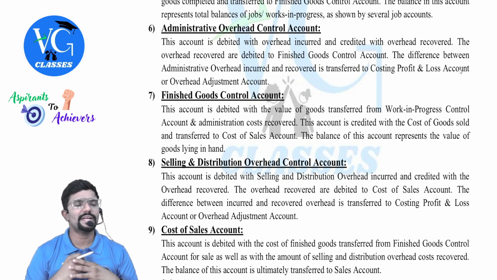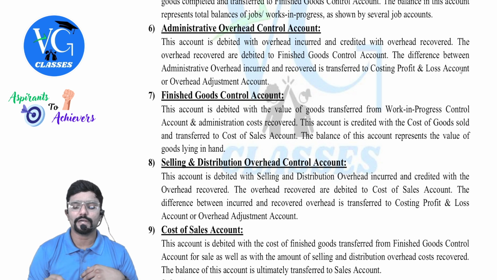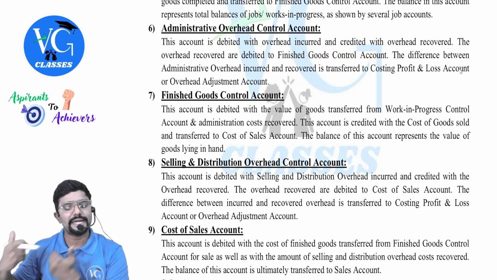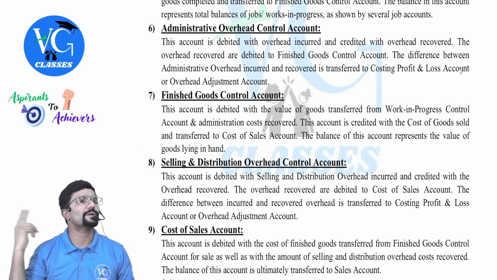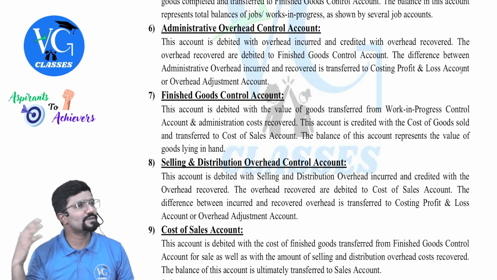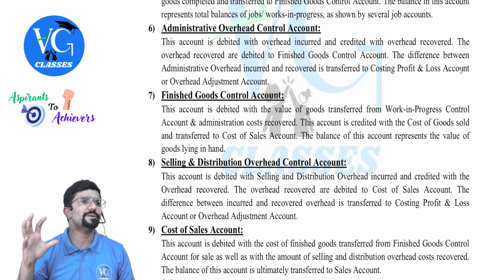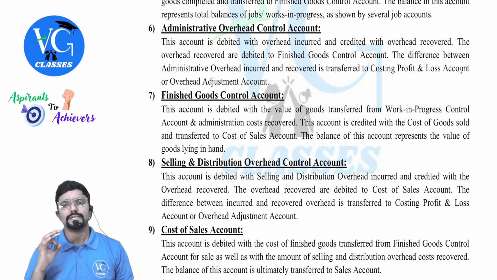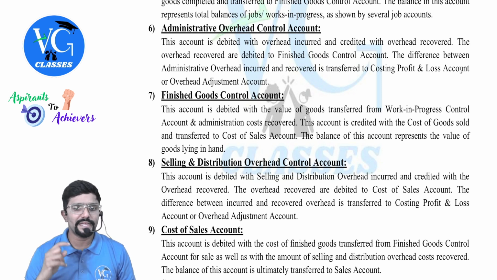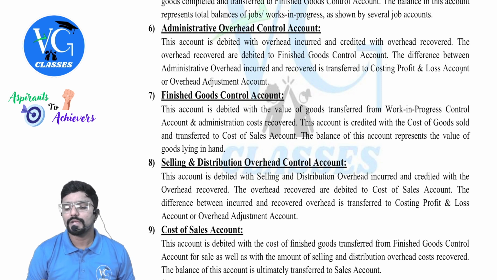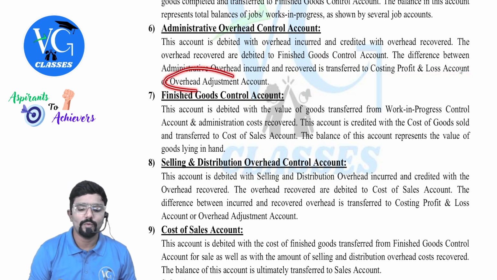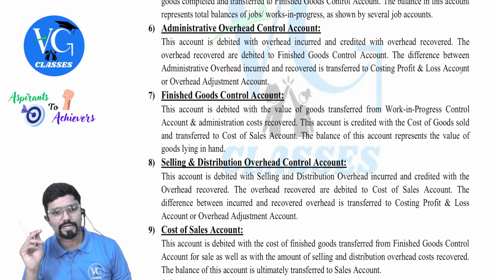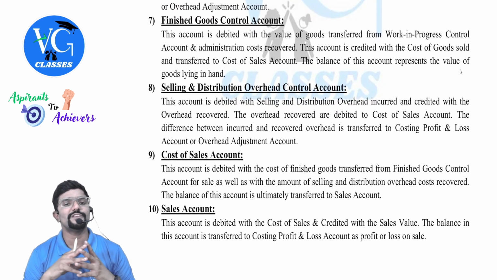The overhead recovered or absorbed is debited to what? Finished goods control account. So on the credit side, we will show finished goods control account. So what is the entry? Finished goods control account debit to administrative overhead control account for absorbed. The difference between the administrative overhead incurred and recovered is transferred to costing profit and loss account or overhead adjustment account.